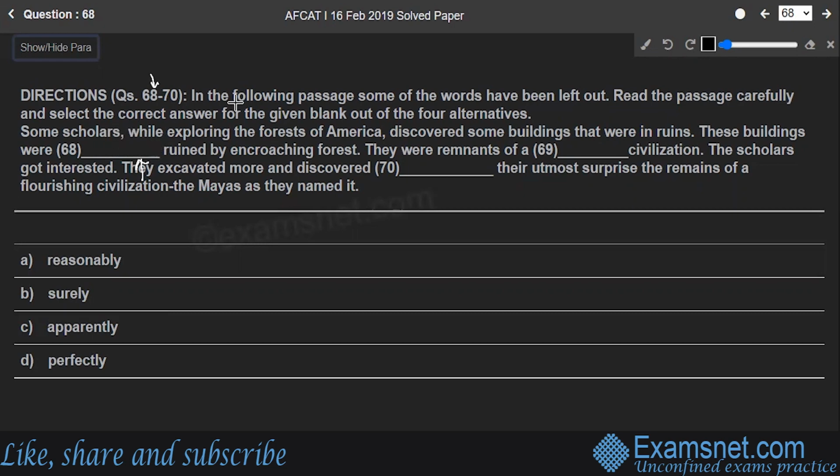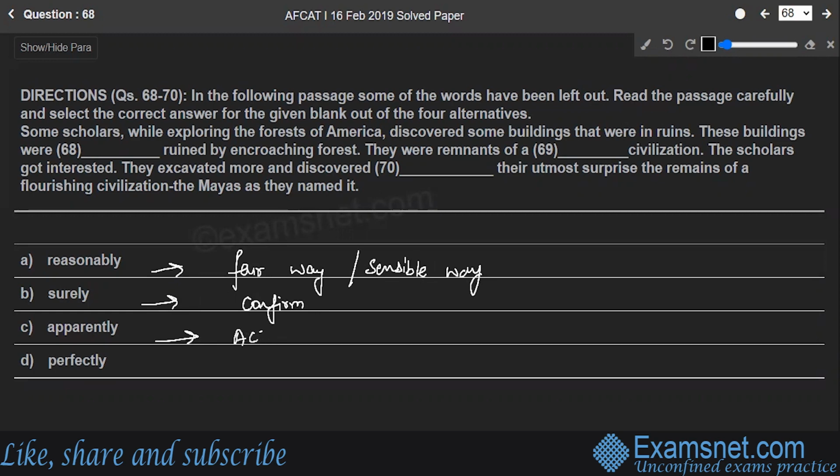So it is reading, some scholars, while exploring the forests of America, discovered some buildings that were in ruins. These buildings were reasonably, surely, apparently, or perfectly ruined by encroaching forest. So which of these 4 options is the correct fit? The word reasonably means a fair way or correct way or a sensible way, to be more precise. Surely, when you are sure or everything is confirmed to be true.